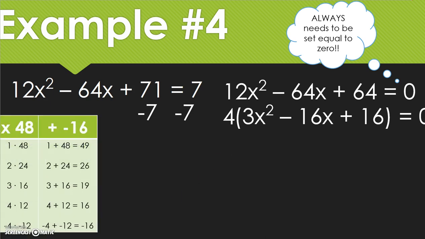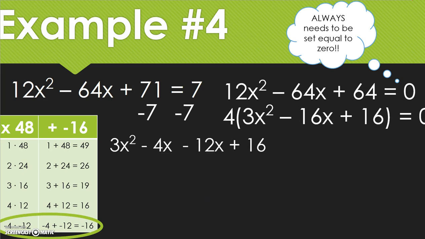So our factors of 48: 1 times 48, if we add those together, gives us 49. So that's not what we want. 2 times 24, if we add those together, 2 plus 24 gives us 26. That's not what we want. 3 times 16, if we add those together, is 19. We're getting closer. 4 times 12. 4 plus 12 is 16, but notice we need a negative 16. So we're just going to flip both of our signs to make them negatives. Negative 4 plus negative 12 will give us negative 16.